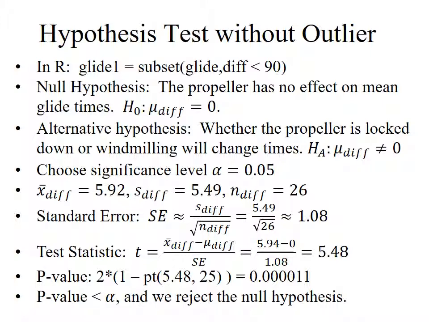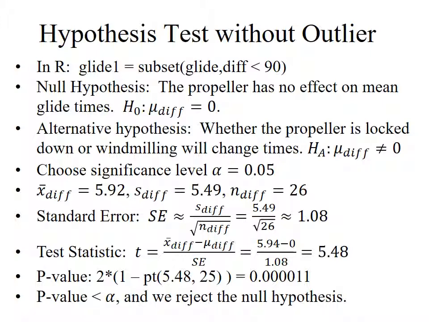If we exclude the outlier, like in R, I create another data set. My previous data set was called glide. I'm going to call this glide1, and I'm going to subset this, and I'm just going to say I want my difference to be less than 90. So I'll just throw out that one data point where I got a really big difference. Still, the null hypothesis is that the average population mean is 0. My alternative hypothesis is that the average population mean is anything different than level.